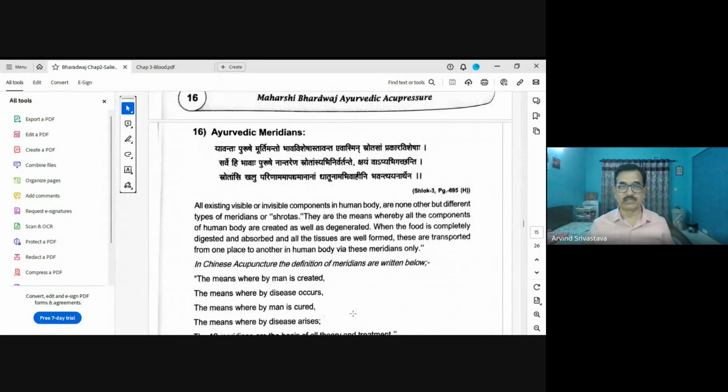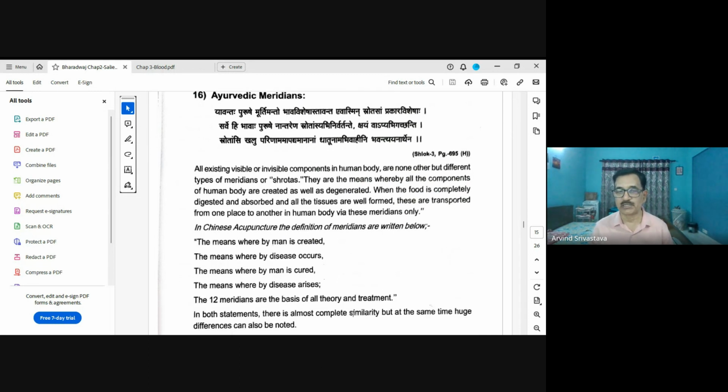Now, in Ayurvedic medicine meridians, we are discussing in the Ayurvedic chapter. We are discussing Ayurvedic meridians. Now, we see in Chinese meridians, they define it. This is the definition in Chinese acupuncture: the means whereby man is created, the means whereby disease occurs, that means from outside pathogens, and the means whereby man is cured.